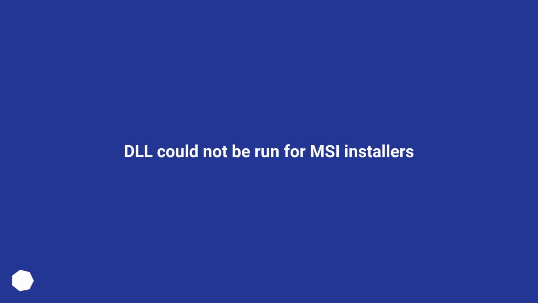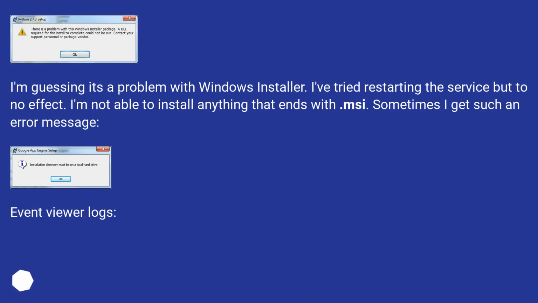DLL could not be run from C installers. I'm guessing it's a problem with Windows Installer. I've tried restarting the service but to no effect. I'm not able to install anything that ends with Z. Sometimes I get such an error message.